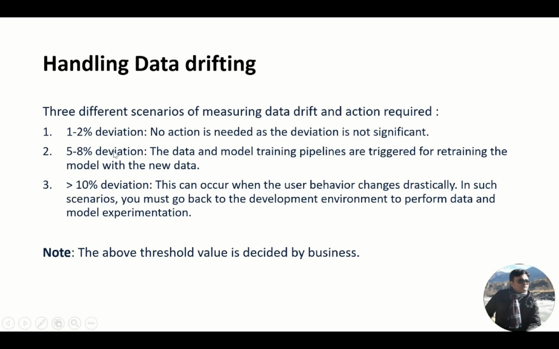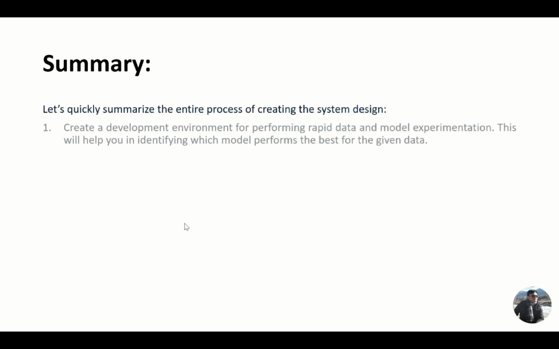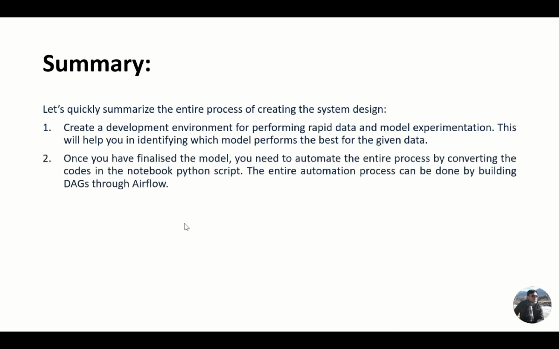And this deviation value may change, and based on that, the business people would decide what to do. So we are not deciding it. It will be decided by the business people corresponding to the different use cases. Okay. So now we are coming to the summary part, what we have discussed. So quickly, we will just summarize it.